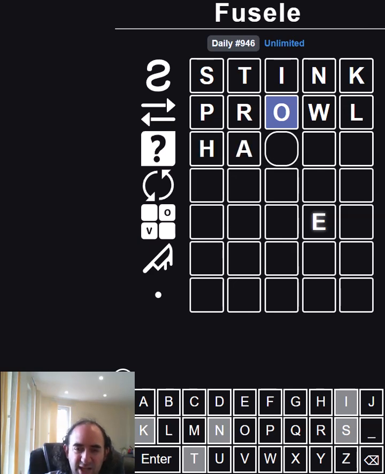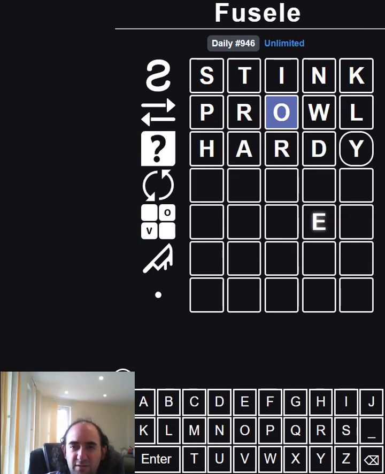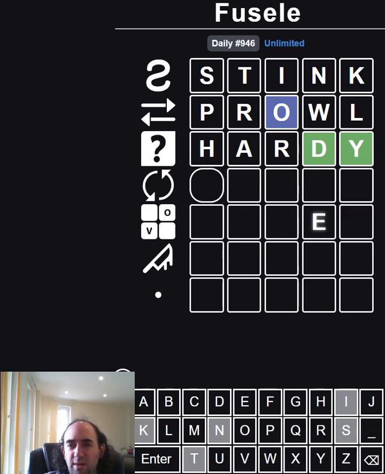Okay, how about we try hardy? We'll try the R in third. Oh. Maybe the A or the R is lying, because an RDY is definitely a plausible ending. 1 tile in the row is a lie, so either the D or the Y is definitely correct, possibly both.